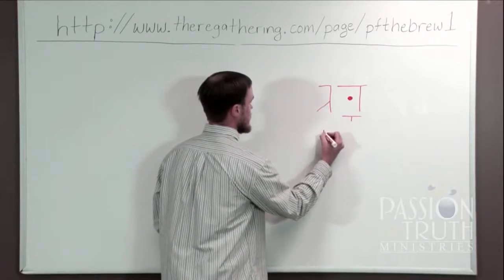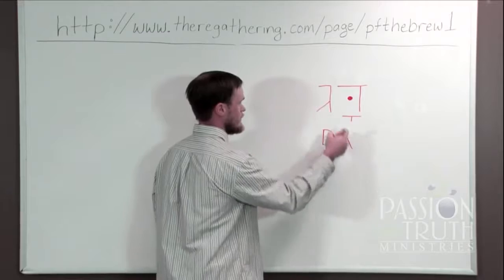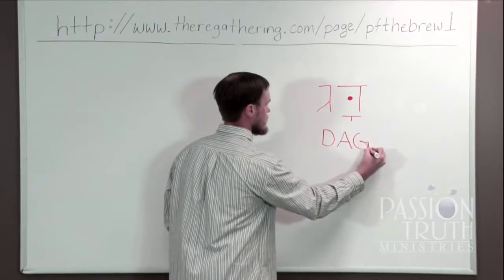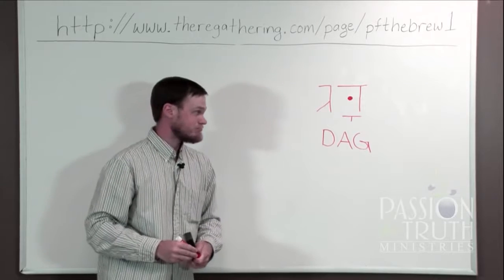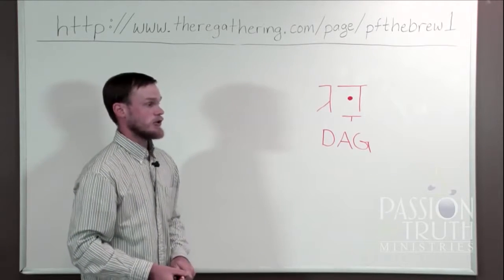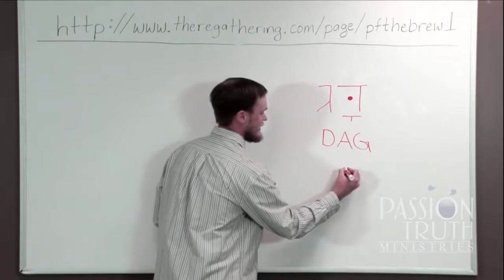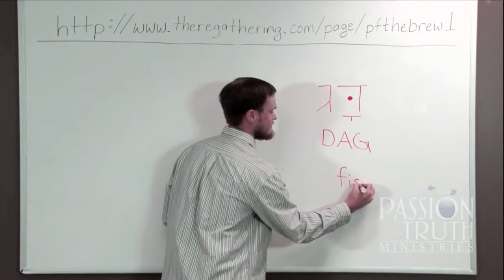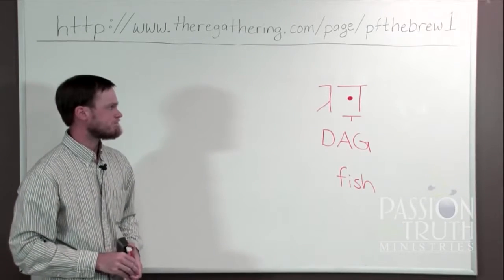So we pronounce the D of the Dalet, the A of the Kametz, and finally the G of the Gimel. So this is pronounced dag. Dag. Okay? It's not a dog. Dag is, in fact, a fish. A fish.